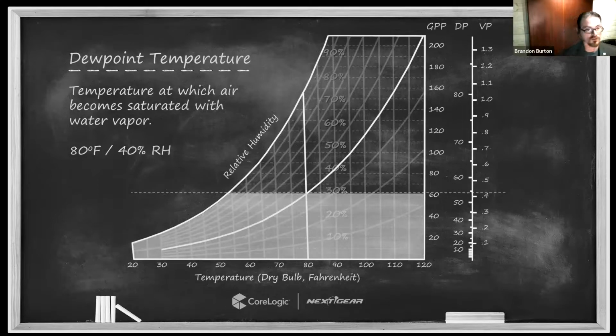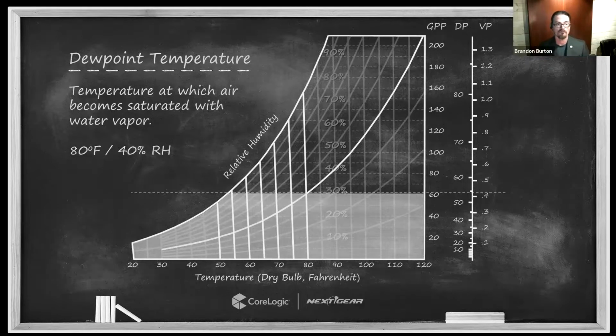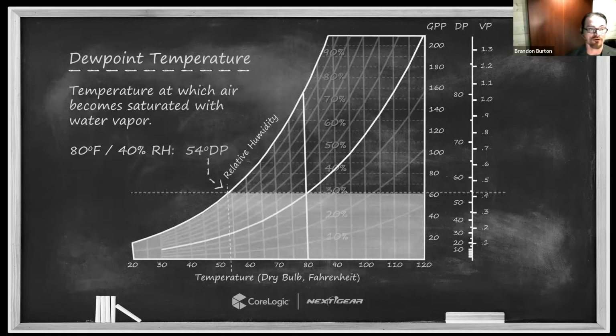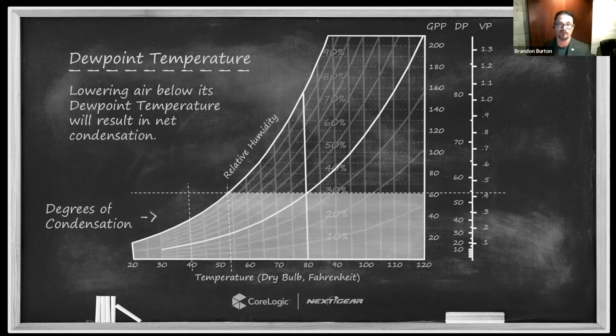What this means is that if we get any colder than about 54 degrees, in fact, if we drop it all the way down here to about 40 degrees, that amount of water no longer fits on the chart. Guess what happens to that water? That water is going to settle out of the air. It's going to condense. We actually refer to this as degrees of dehumidification or degrees of condensation. So dew point temperature helps me understand, in real basic terms, when I have temperature differences throughout space, where those lower temperatures may be a problem.